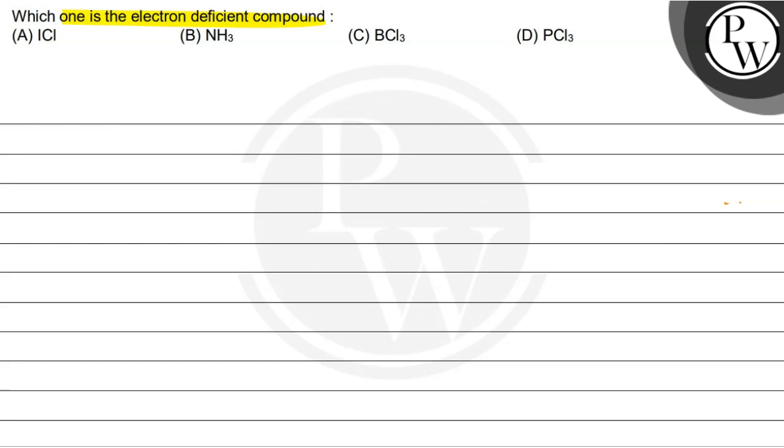The question says, which one is the electron deficient compound? Here they have given four options. Among those, we have to find out which is the electron deficient compound.